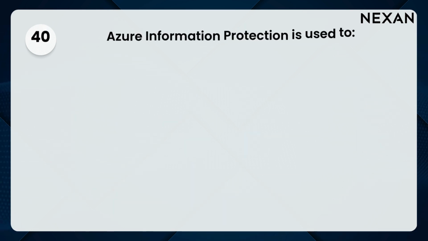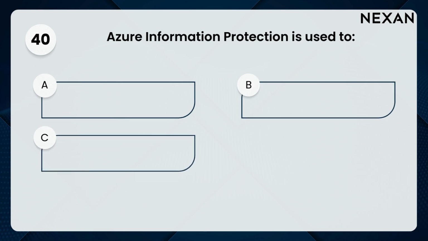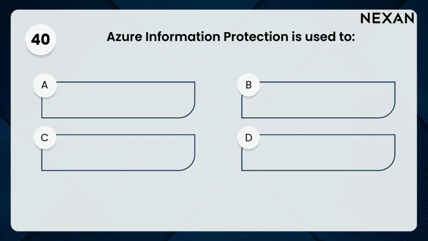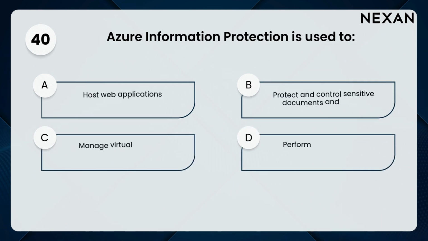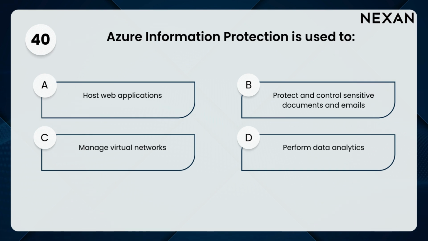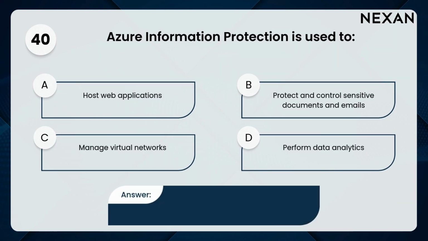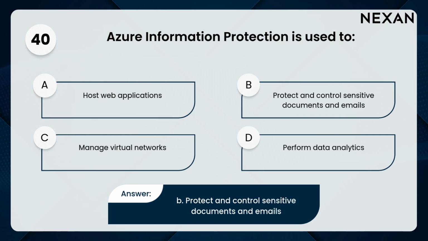40. Azure Information Protection is used to A. Host web applications. B. Protect and control sensitive documents and emails. C. Manage virtual networks. D. Perform data analytics. Answer. B. Protect and control sensitive documents and emails.